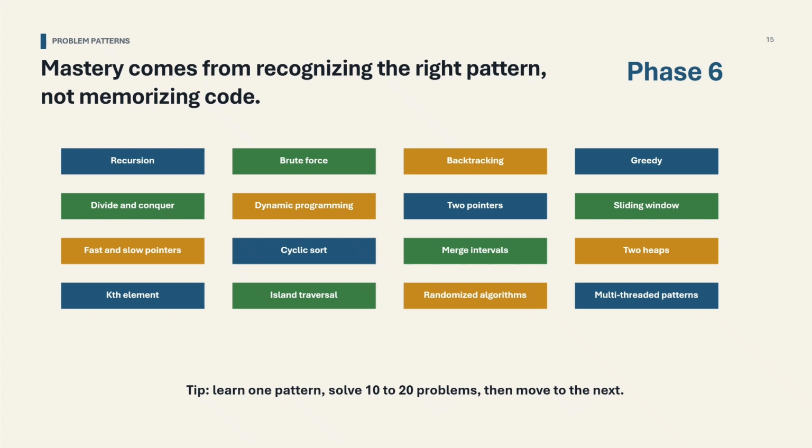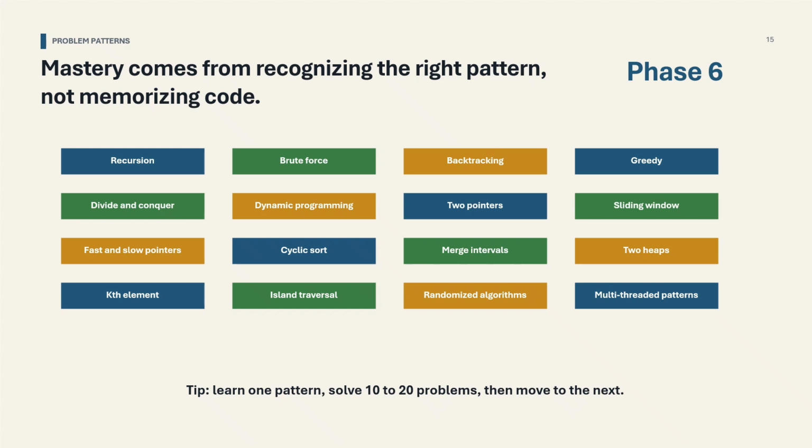After DP, learn two-pointer techniques. It is useful for arrays and strings, especially when dealing with sorted data or pairs. Then learn sliding window. It is used for subarray and substring problems. For example, maximum sum subarray of size k, longest substring without repeating characters, and minimum window substring.